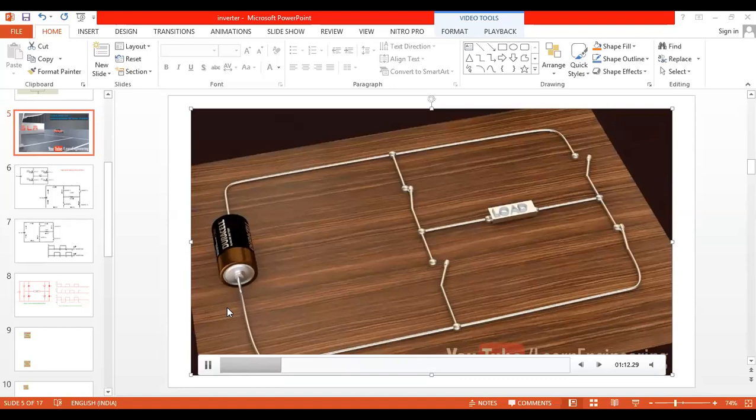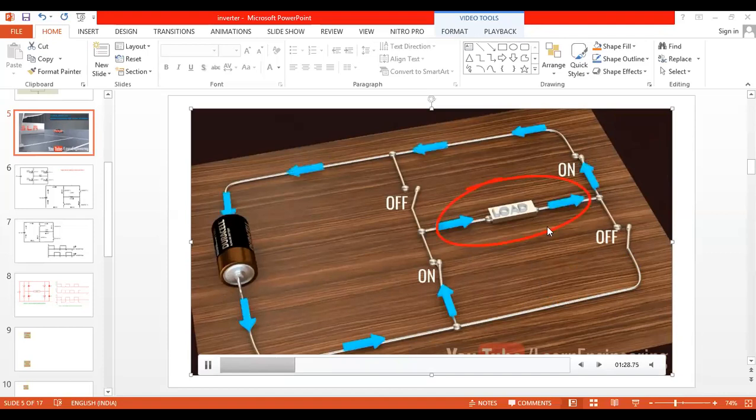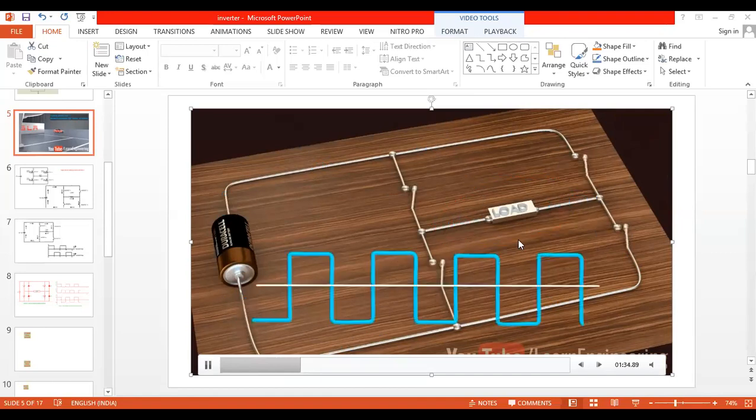So at a time, this is the positive terminal. The current flows from S4 to load, load to S1, or in reverse we can explain. When two SCRs or MOSFETs are on, the other two will be off. So current is flowing in opposite direction. Okay. So in this way, we confirm that current flows in one direction and then in the opposite direction.